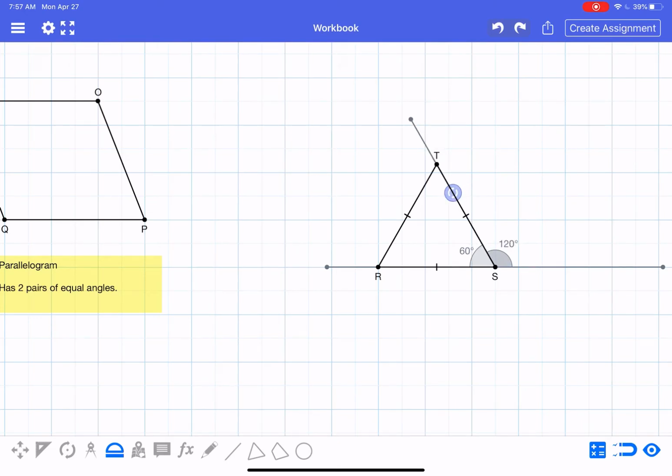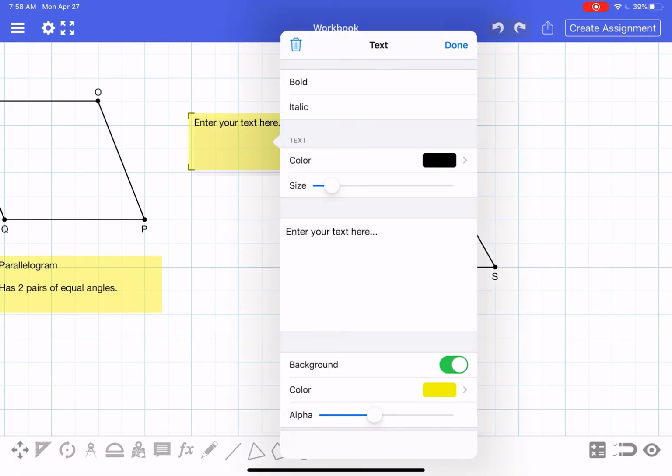So all of the corners are 60 degrees, 60 degrees, 60 degrees. So this is a regular polygon because it has all sides equal and all angles equal. And that's really what a regular polygon is. So I'm going to do my note.